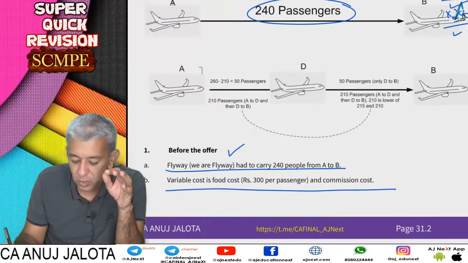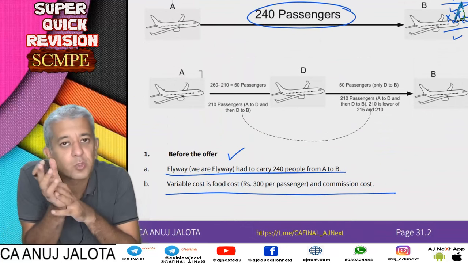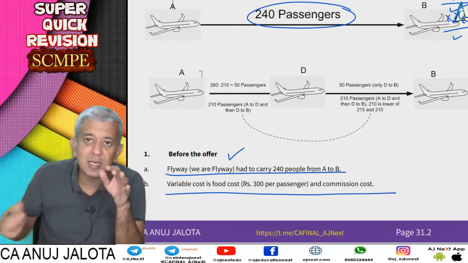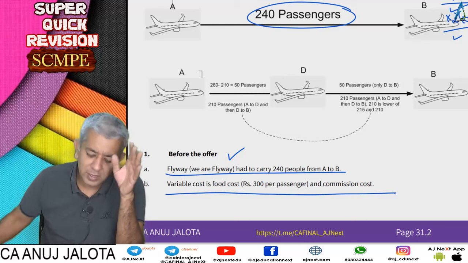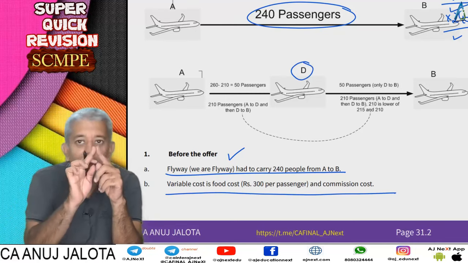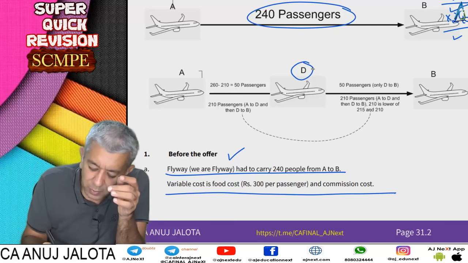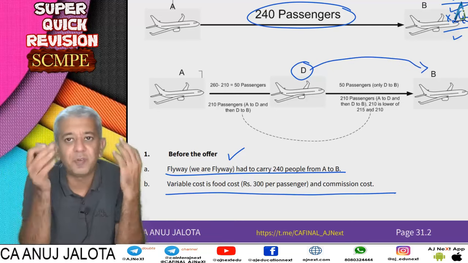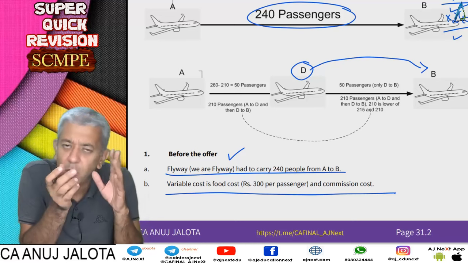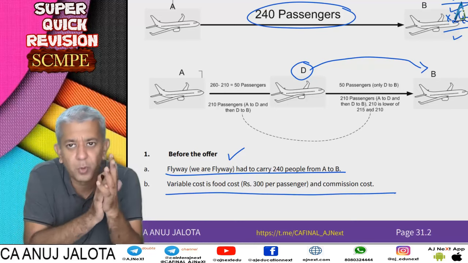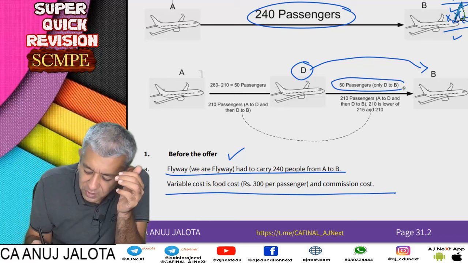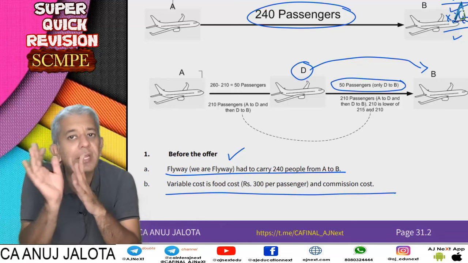Now, in future, what happens is, there's another company called Halt Go. It says that you are flying now from A to B, so do one thing: take a stopover at D. So, therefore, the plane will go from A to D first, and then from D to B. And from D to B, we will book 50 tickets. And whatever we might do with those 50 tickets, that is our problem. So, 50 passengers only D to B.